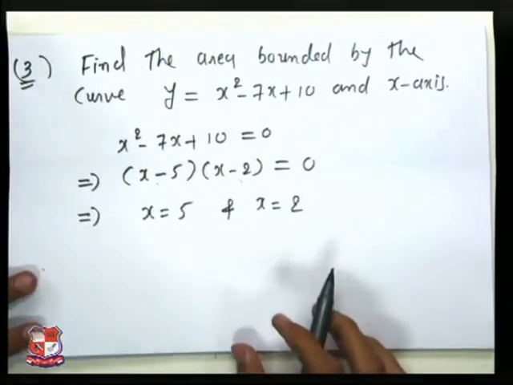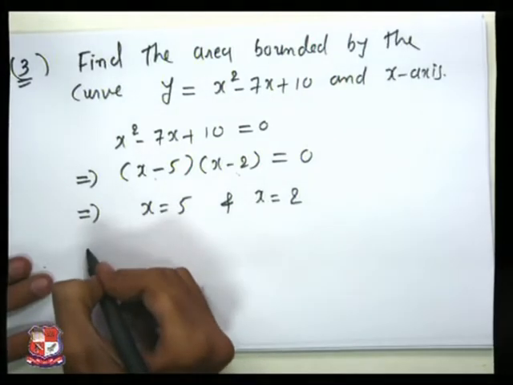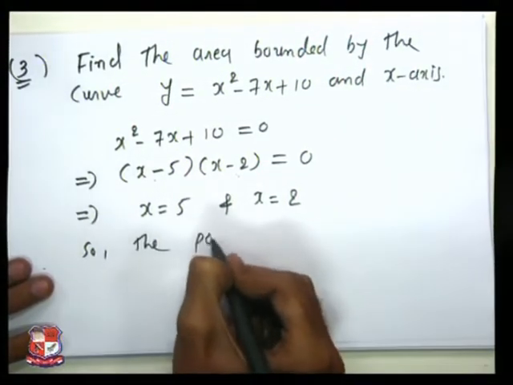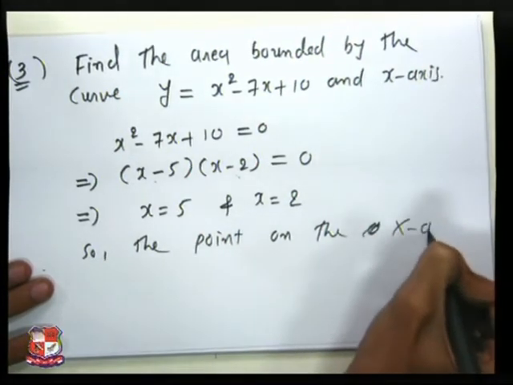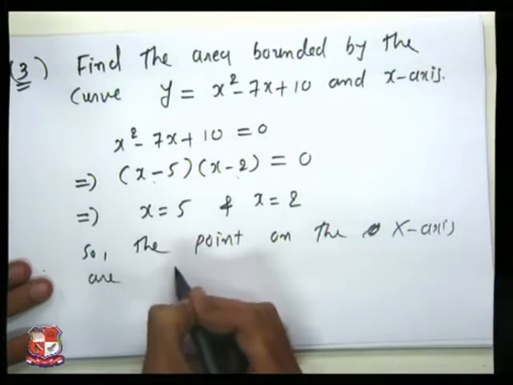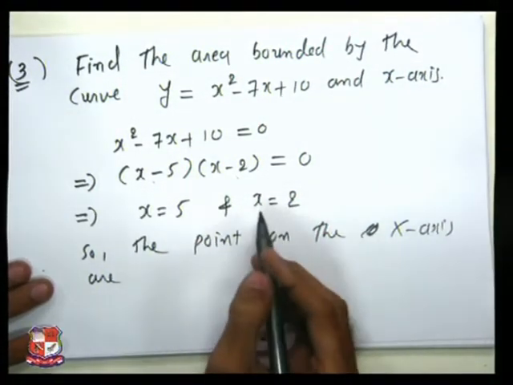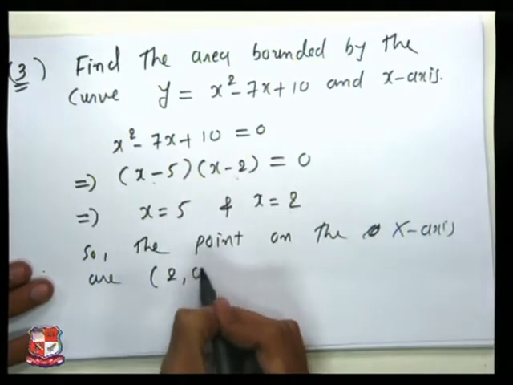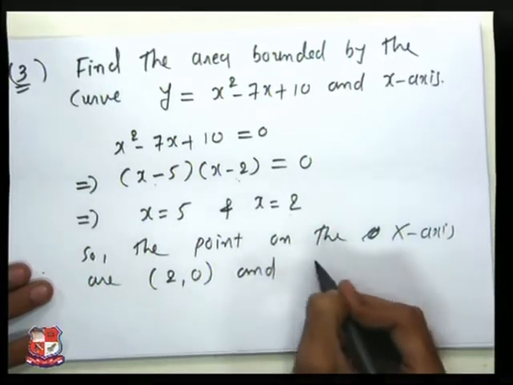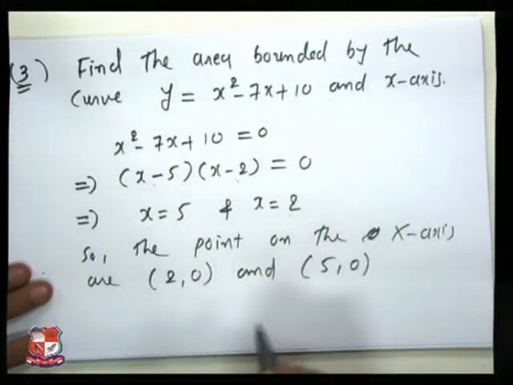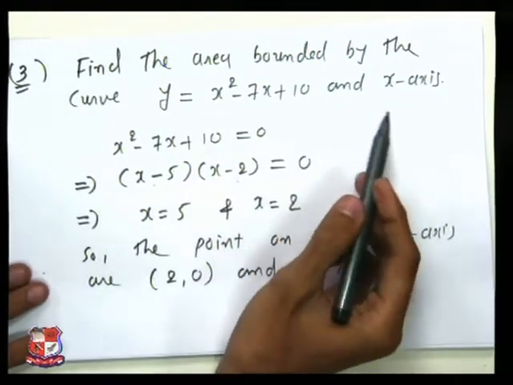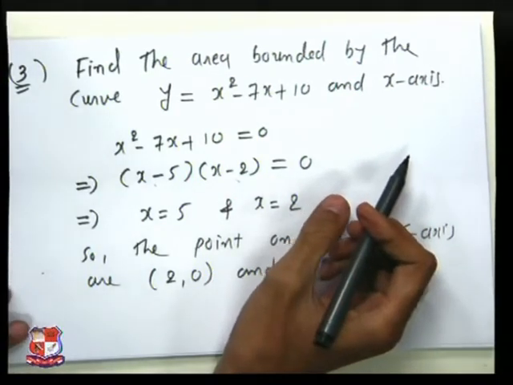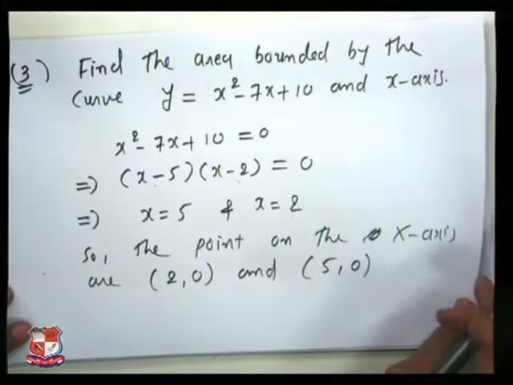So the points on the x axis are, first one is 2, and the y is 0, so the first point is (2, 0) and the second point is (5, 0). These are two crossing points of this curve and x axis. Now let us try to draw the diagram, and then I will get the area bounded by the curves.